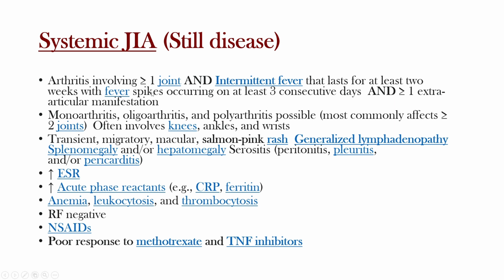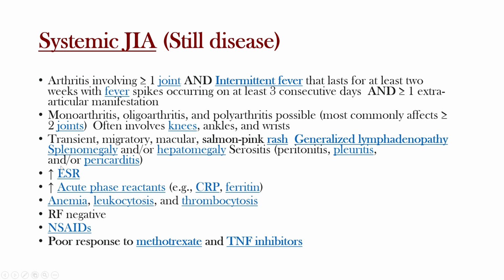To diagnose Still disease, it can occur as monoarthritis, oligoarthritis, or polyarthritis, and it often involves the knees, ankles, and wrists. A transient migratory macular salmon-pink rash will be seen in this condition, with or without hepatomegaly, lymphadenopathy, and some conditions like pleuritis and pericarditis.